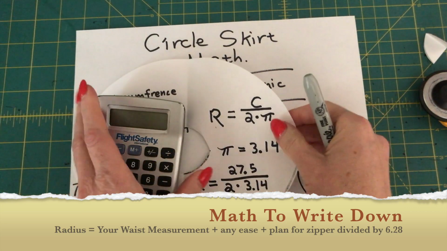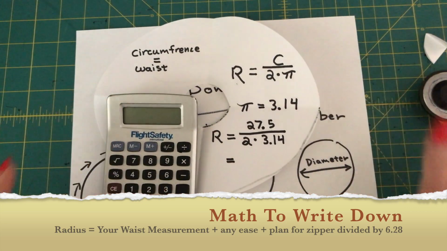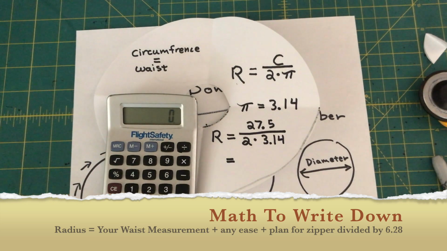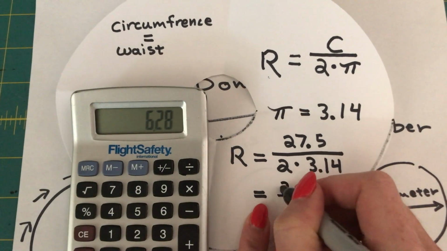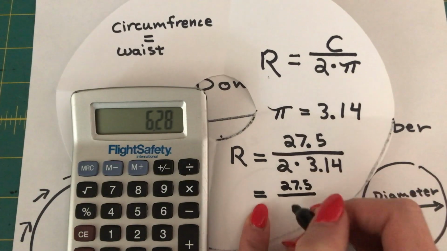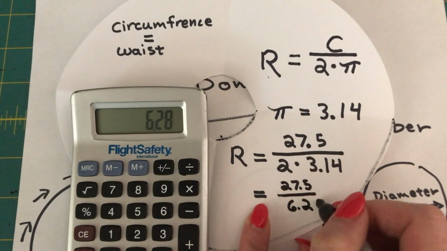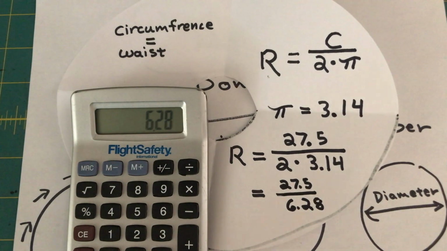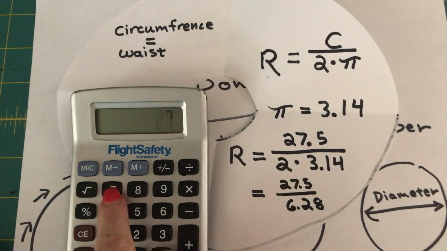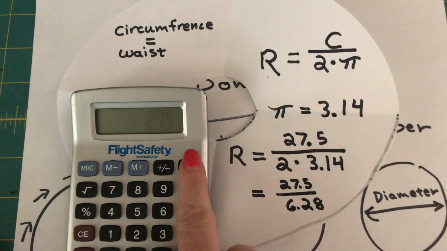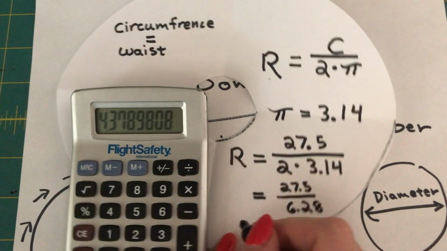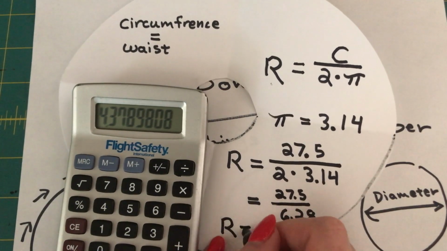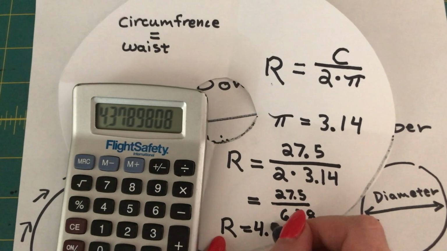This is not a math classroom that says you can't use the calculator. So let me show you how to put this in. 2 times 3.14 is... clear all of this out. 27.5 divided by 6.28. My radius is equal to 4.4.